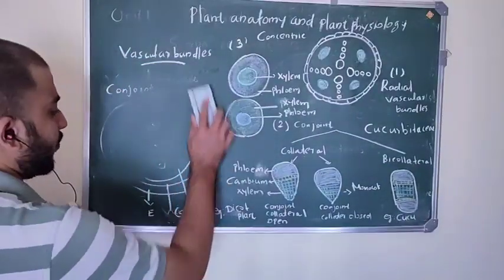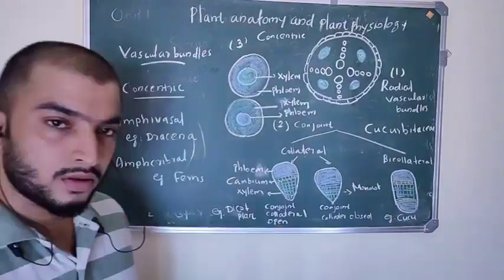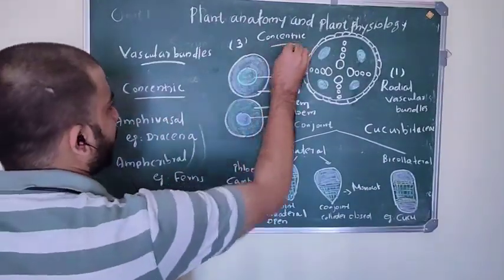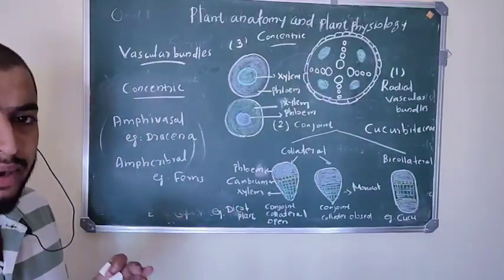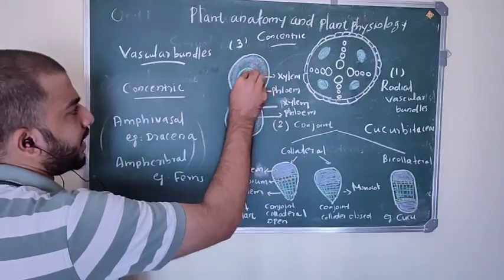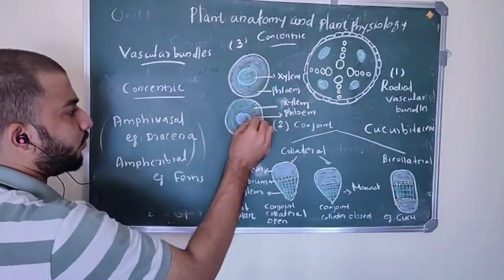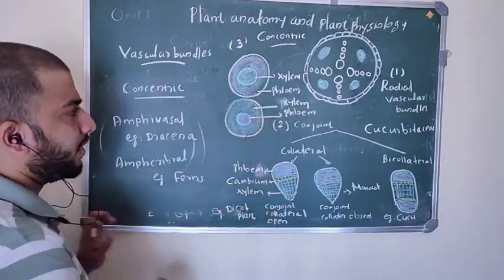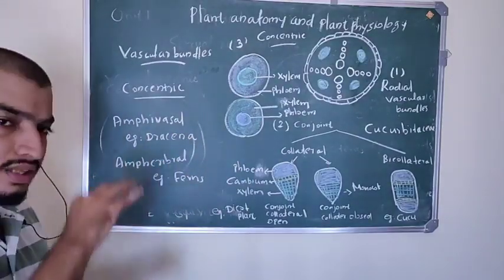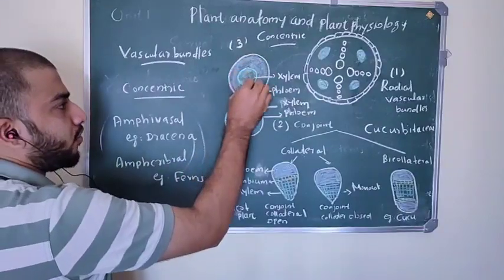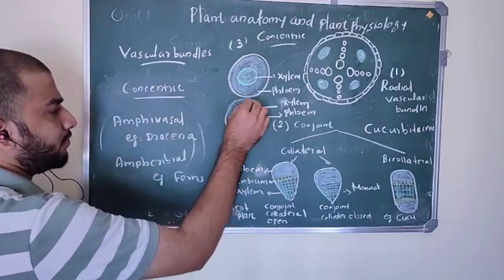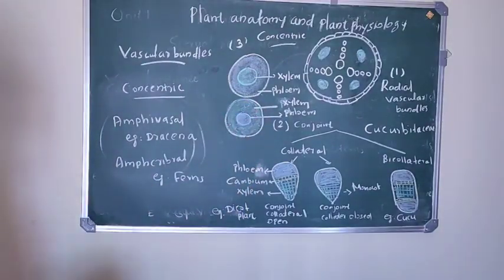Then another type of vascular bundle, the third type, is called the concentric vascular bundle. What is meant by concentric vascular bundle? Concentric vascular bundle means xylem surrounded by phloem or phloem surrounded by xylem. That type of vascular bundle is called concentric. Xylem surrounded by phloem tissue, or maybe phloem tissue surrounded by xylem tissue.